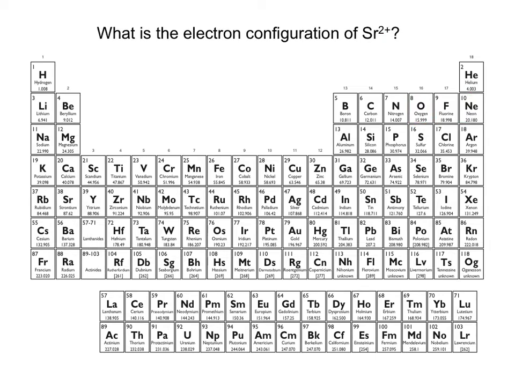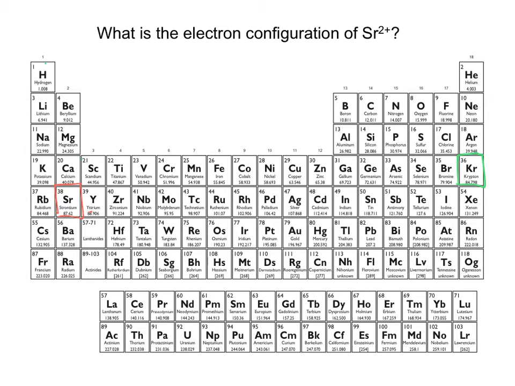All right, now we have strontium 2+. So right here's strontium. And so if I want to write the electron configuration for strontium 2+, take away 2 electrons. And so I'm going from element number 38 to number 36. So when I write the electron configuration for strontium 2+, I'm essentially writing the electron configuration for krypton.